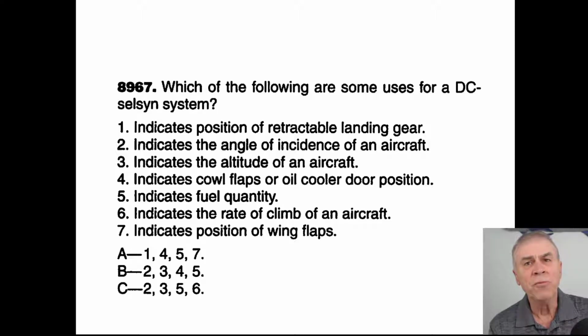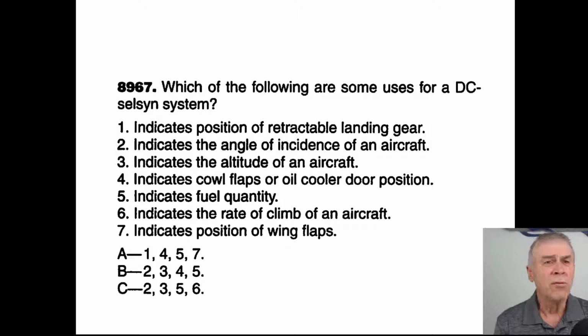There's a little bit of guesswork. Which of the following are some uses for a DC Selsyn system? Now, we did discuss many of them. Let's see if some of this comes back. Landing gear was one, wasn't it? Because it will indicate the up and lock or down lock. So one is one of the uses. 2, angle of incidence of an aircraft. I'm not sure about that one. 3, indicates the altitude of an aircraft. No, it would not be able to do that. So anything with 3 in it is going to be eliminated by itself. So I would just check A to make sure that the other conditions hold true.